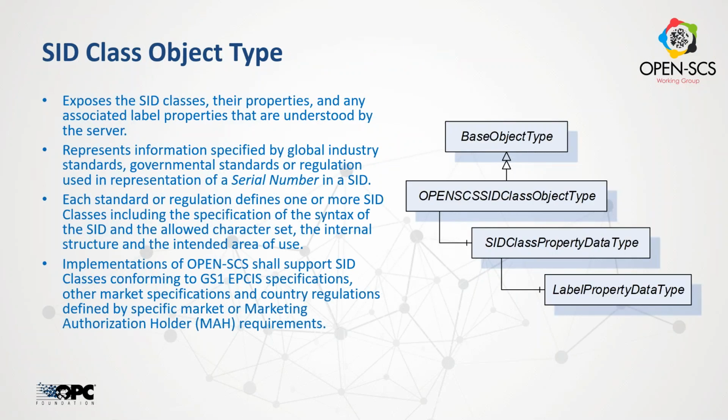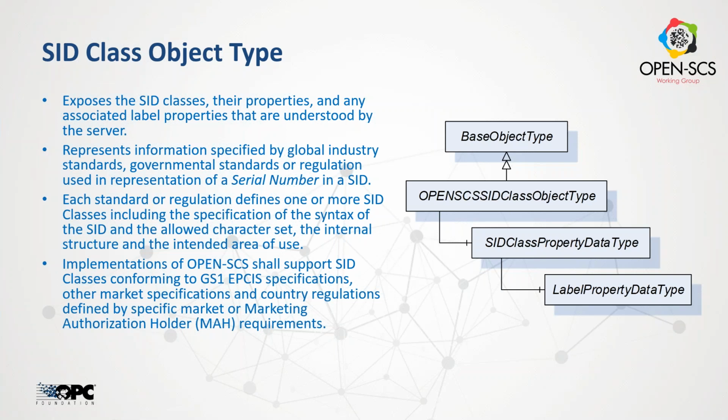And then finally, we have the SID class, which is where we collect the information about the SIDs specifically and the label properties. We have a whole set of specifications in the OPEN-SCS PSS that talk about the standard properties. A lot of these SID classes and properties are using the GS1 terminology for what the properties are. If you take a look at an EPCIS message, which is an XML structured message, you'll see a lot of fields in there with standard names on it. We've done the same thing here.